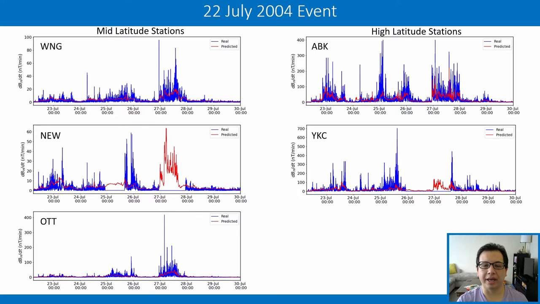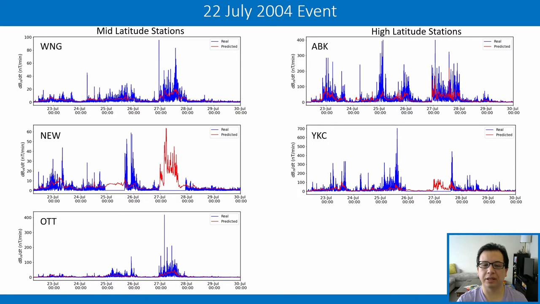So what if we look at the actual predictions for the July 22, 2004 event? The left panels show the mid-latitude stations of Wings, Newport, and Ottawa, and the right panels the high-latitude stations of Abisko and Yellowknife, with blue being the real data and red the predicted data. While the quality of the predictions is hard to evaluate in plots like this, the models clearly underestimate the variations of dBH/dt. Still, most models seem to capture the essence of the disturbed period and reproduce some of the variability in the ground magnetic field.